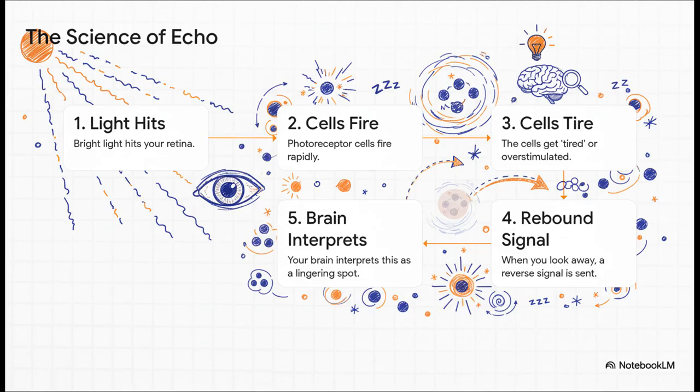First, a super bright light hits your retina. Those photoreceptor cells we just talked about, the rods and cones, they just start firing like crazy. They get totally overstimulated, almost like they're getting tired out. Then, when you look away, those overworked cells send out this rebound, a kind of reverse signal. And your brain interprets that signal as that lingering spot you see. So it's not new light you're seeing, it's the perfect example of that visual echo we mentioned.